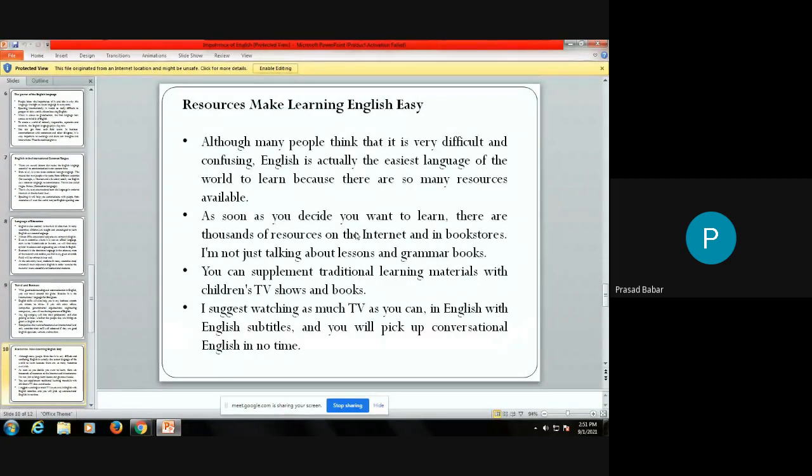So this is about the resources. The next is you can supplement traditional learning materials with children's TV shows and books. If you have the eagerness or will to learn English, then you can learn it anyhow. So what is needed for learning a language like English? You will have to learn the English language from a book.